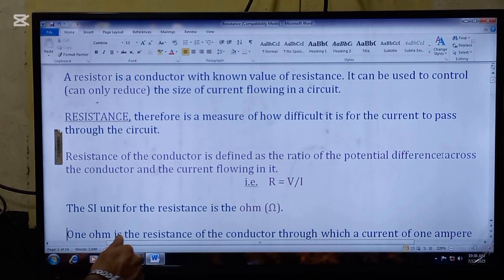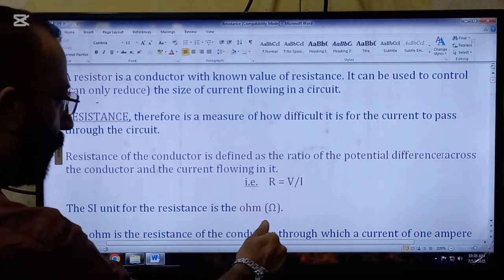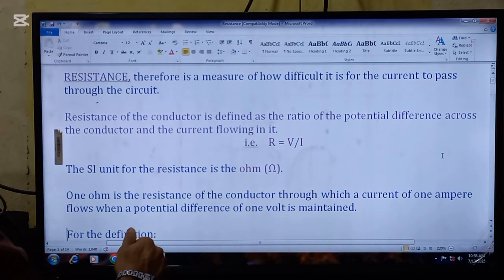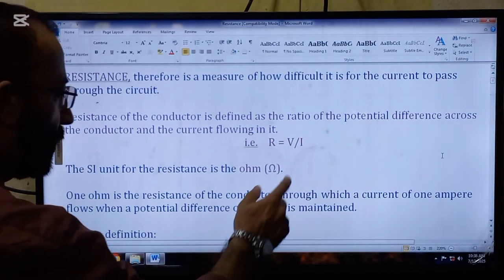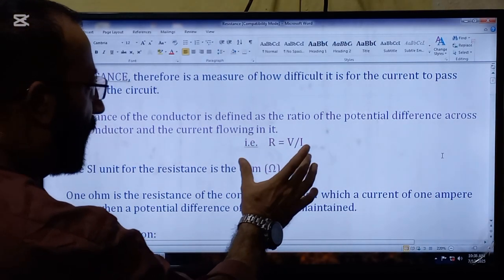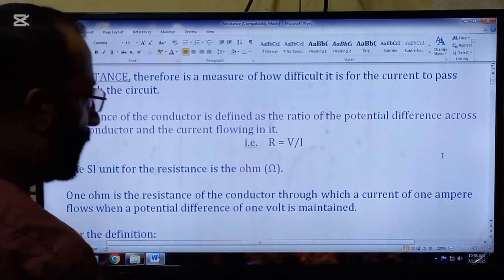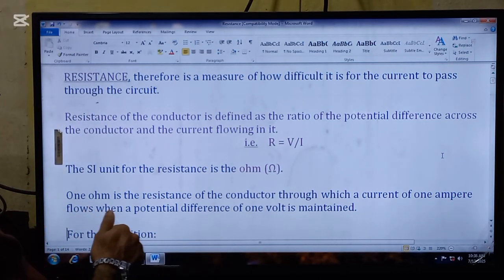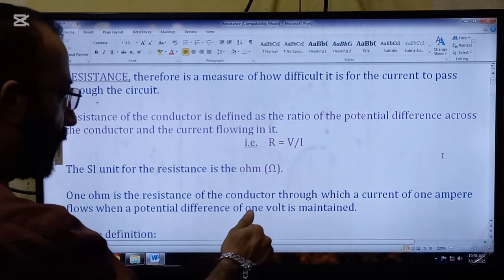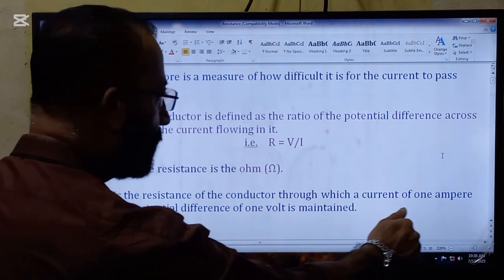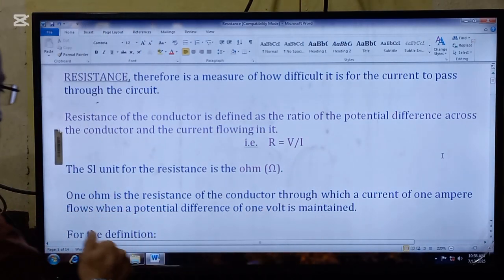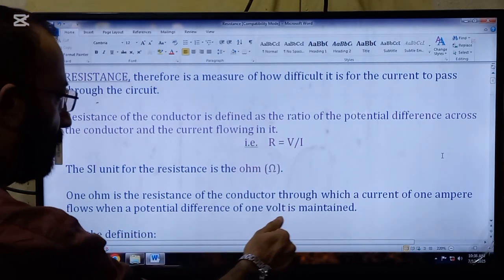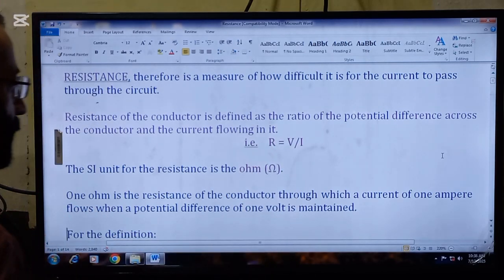The SI unit for the resistance is the ohm. 1 ohm is the resistance of the conductor. So again, from the equation we can write the definition of the ohm. So 1 ohm is the resistance of the conductor through which a current of 1 ampere flows when a potential difference of 1 volt is maintained.